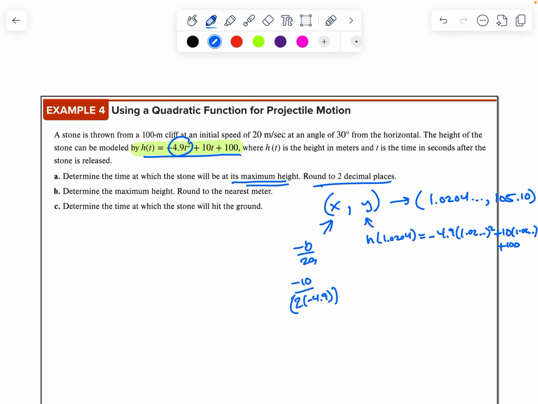Determine the time at which it will reach its maximum height. Remember, this is h of t, not h of x, and really our x is t. Really, this variable is t representing time. And so our time that it reaches that is 1.02. The time is 1.02. The maximum height rounded to the nearest meter is 105. Time, height.